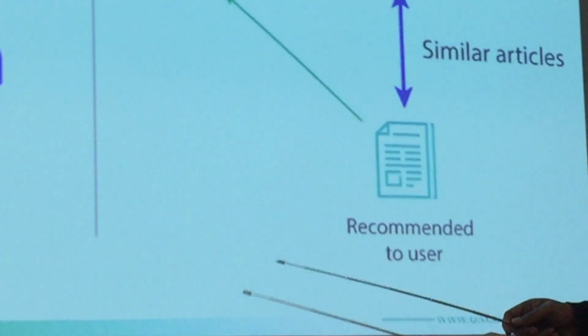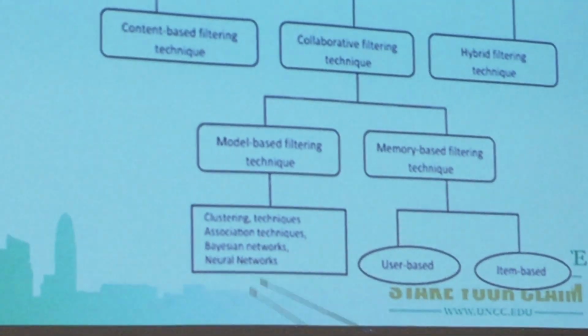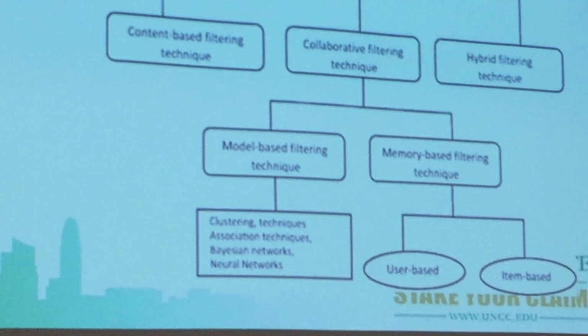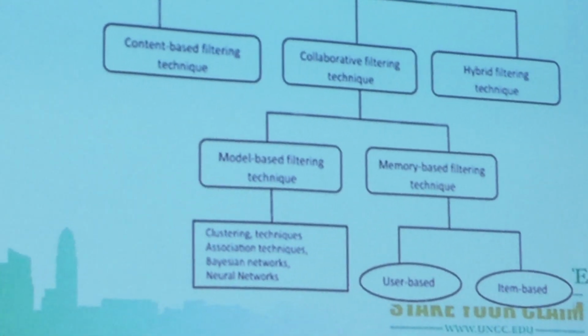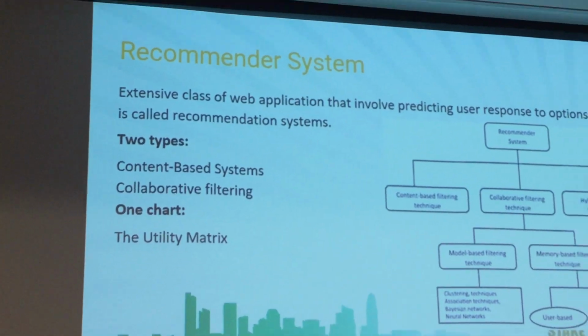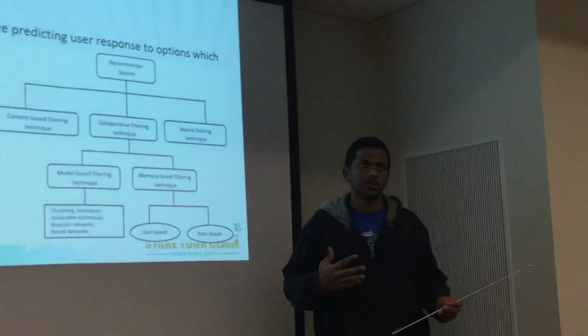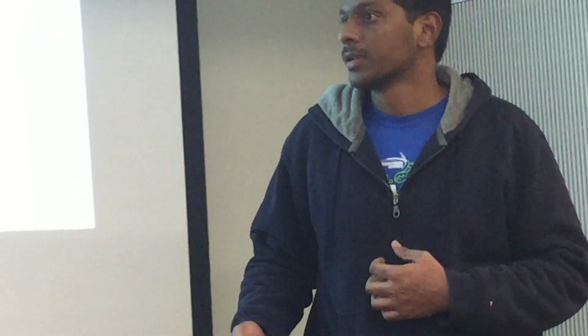Coming to model-based filtering, there are clustering techniques, association-based networks, neural networks, and decision trees. We would also touch upon what a utility matrix is. It's a matrix where you have a set of similarity or affinity measurements recorded for different users, and how you are going to use that to recommend something to a user.